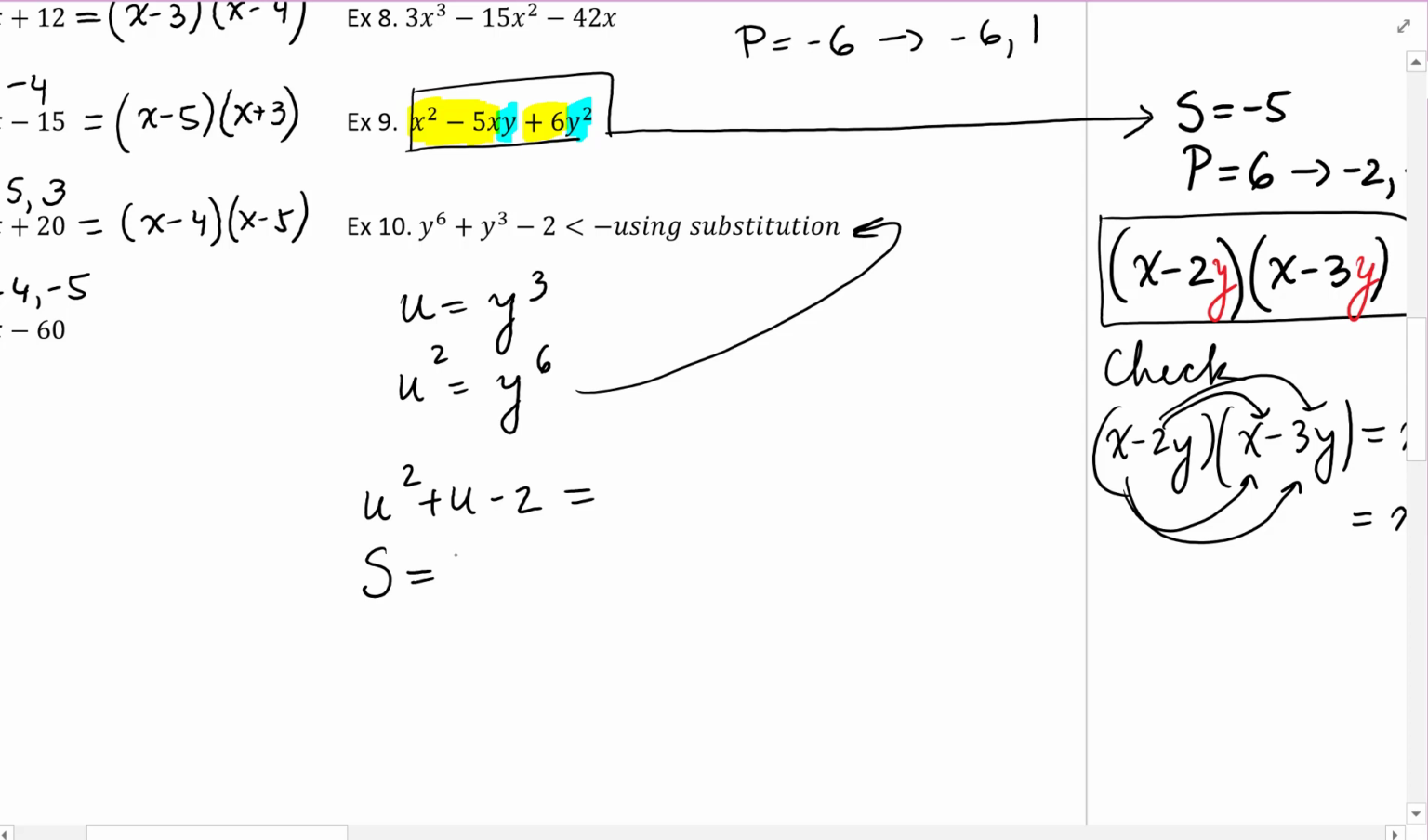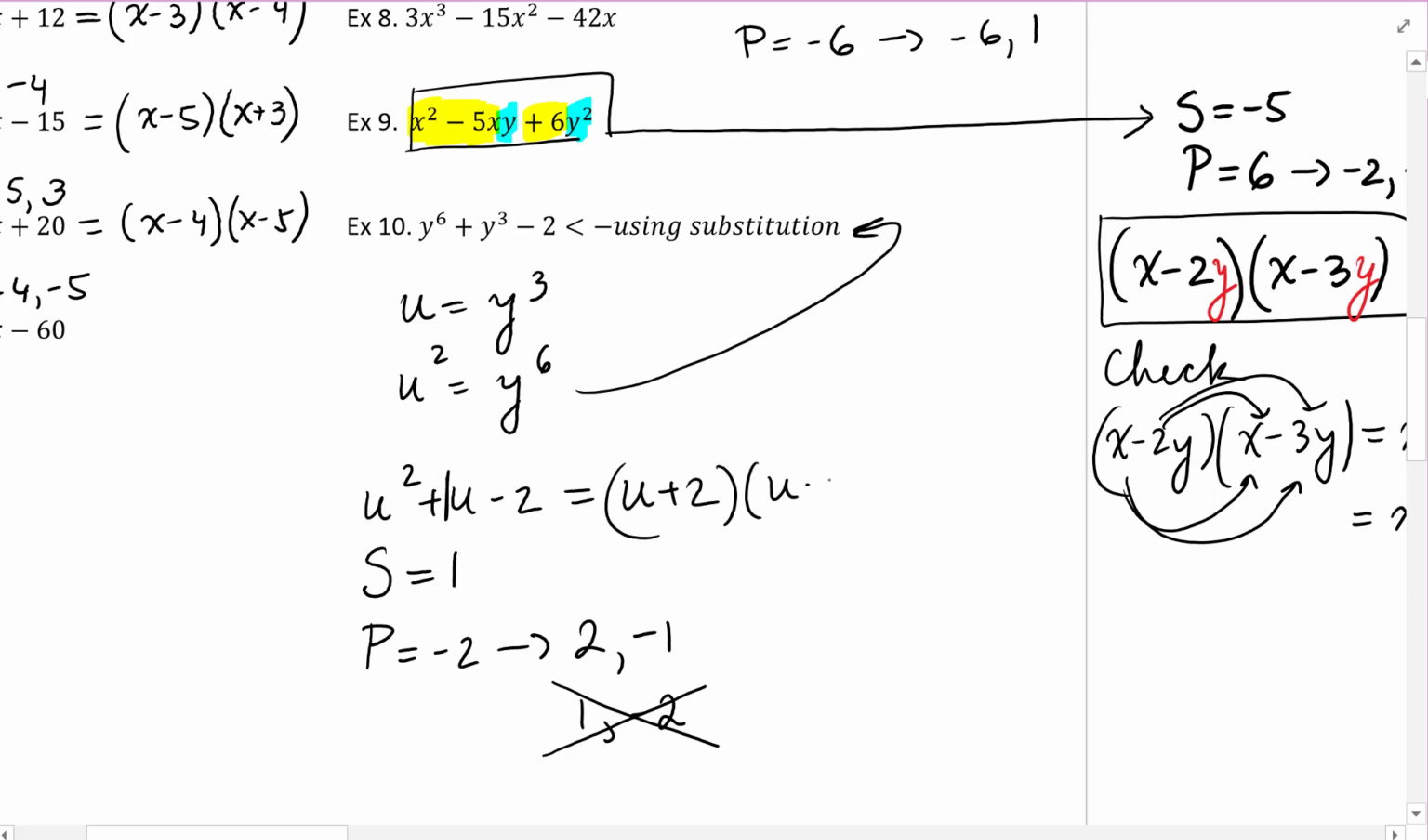So I'm looking for two numbers that have the sum 1, because the coefficient in front of u is 1, and product -2. So let's see. How about 2 and -1? If we add them together, it's 1, and if we multiply them together, it's -2. Now, for example, 1 and -2 doesn't work, because 1 times -2 is -2, but 1 plus -2 is -1. So the contenders are 2 and -1. So u plus 2, u minus 1.